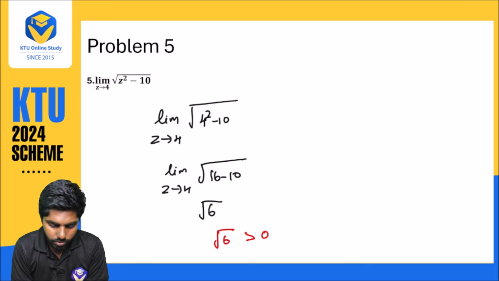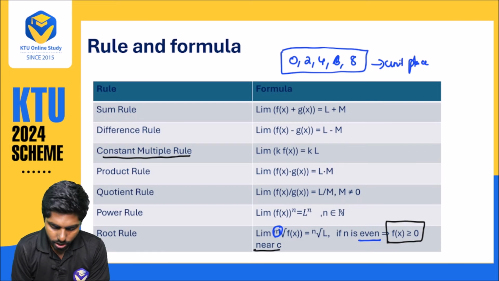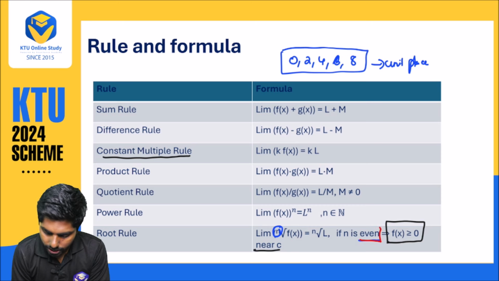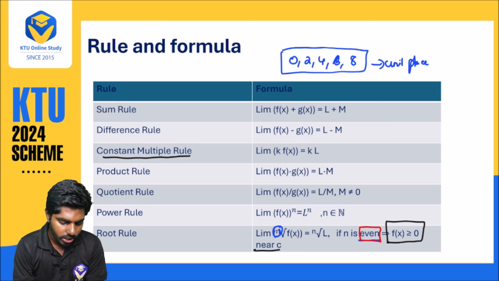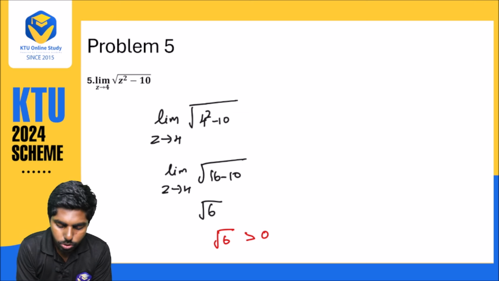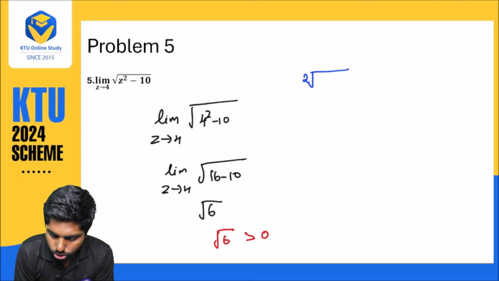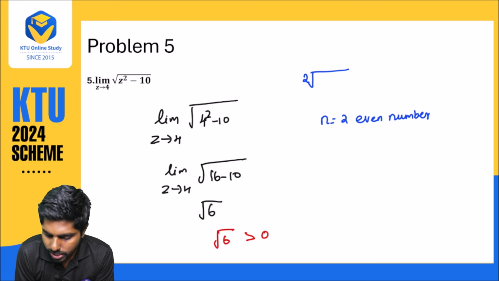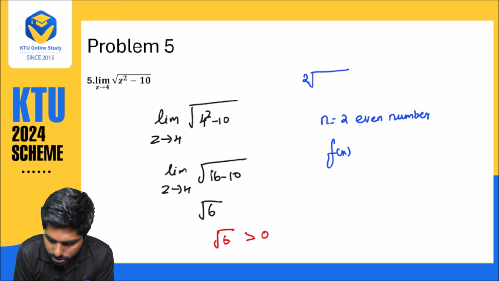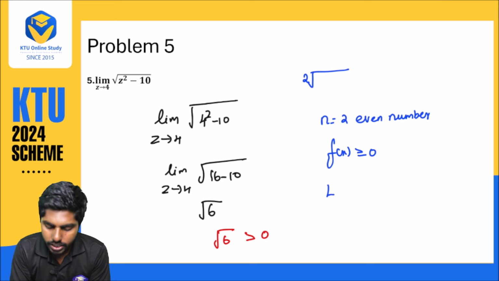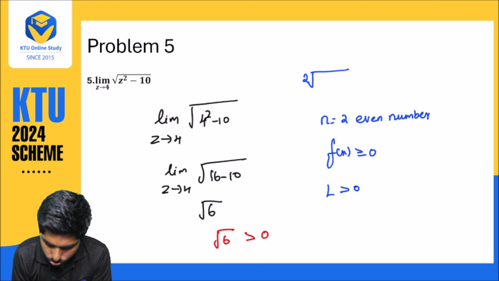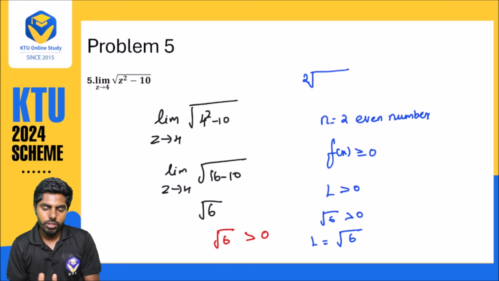What is the condition we have seen in our rule? We have seen that whenever it is an even root, the root n is even. Here they have asked about the square root. This is nothing but a square root, so n equal to 2, that is an even number. That is the reason f of x, that is our L, is always greater than or equal to 0. Here you see root 6 is greater than 0. So our L is equal to root 6. This is the simple method only.